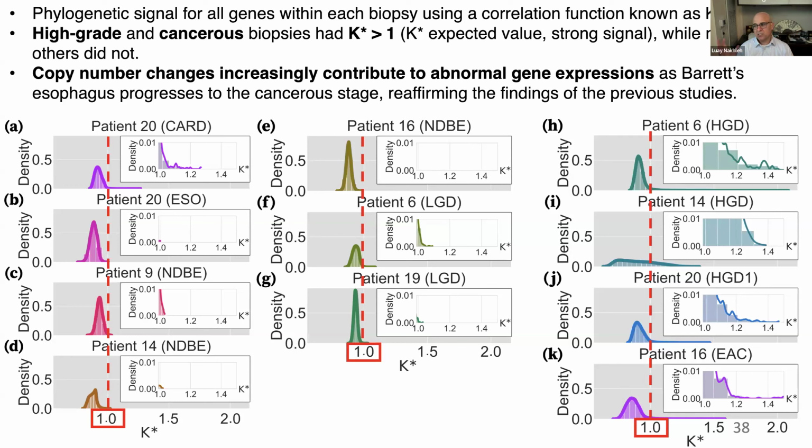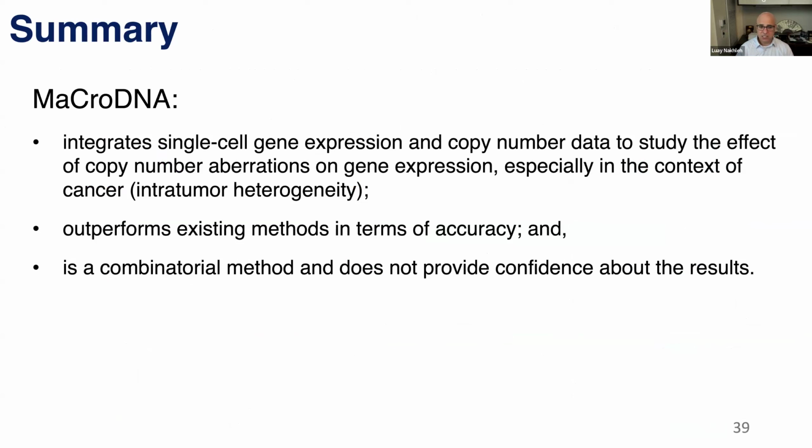And the same thing with the heterogeneity. So this was just an illustration of a biological data analysis where we're not looking at the accuracy of the method here, but we were looking at, here is some nice example of what you can do once you integrate this data. Okay. So to summarize here, for MaCroDNA, it integrates single-cell gene expression and DNA, and it outperforms existing methods in terms of accuracy.